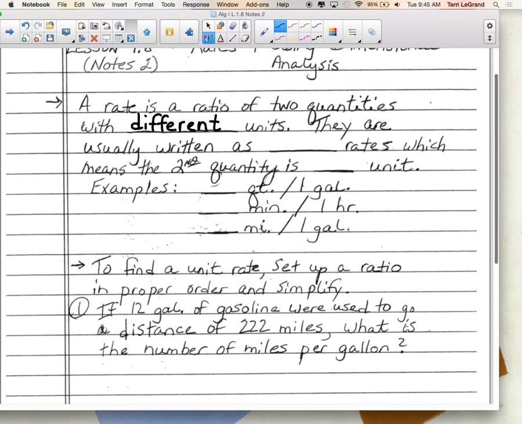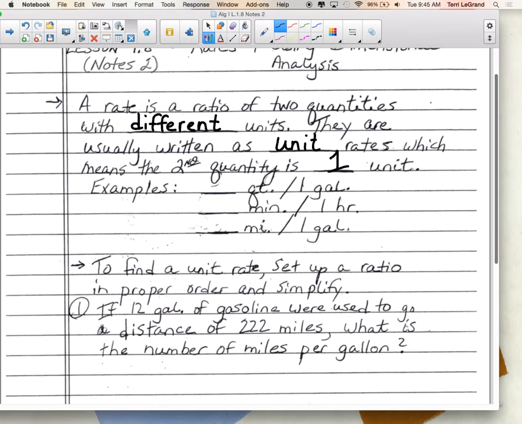When we write rates, oftentimes they make more sense to us and they're more practical when they are written as unit rates. So we take a rate, comparing two quantities that have different units of measure, and we write it as a unit rate, which really just means this: the second quantity is 1 unit. So the first quantity is being compared to 1 unit of the second quantity. Examples. Notice in all of those it's 1, 1, 1 downstairs. 1 gallon, 1 hour, 1 gallon. So when we are talking about unit rates, it's per 1.